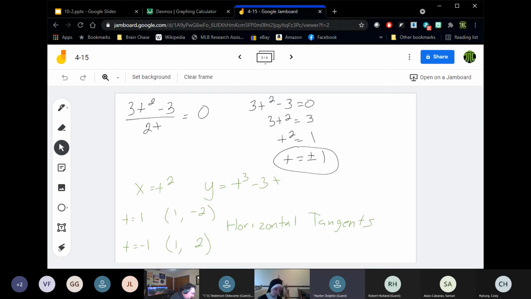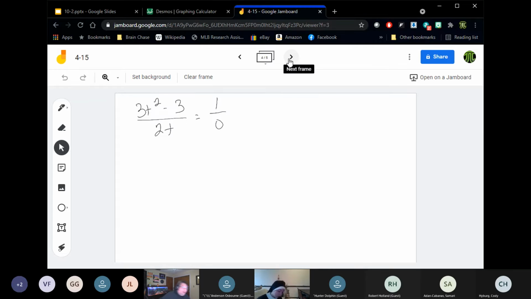The slope is undefined. Right, my slope is undefined. So that means if I'm looking at it in terms of a fraction, what does that mean in terms of a fraction? There's a 0 on the bottom. Correct. So all I'm going to do is set my denominator equal to 0. So 2t equals 0. So that means t equals 0.